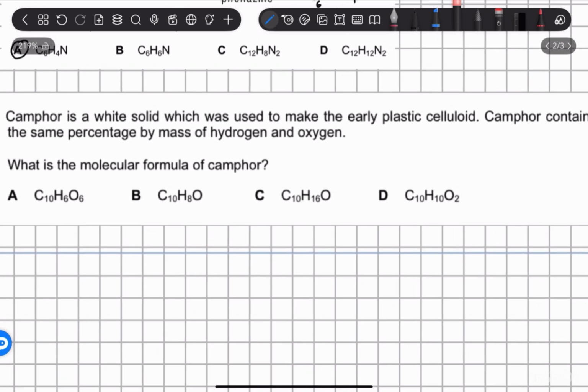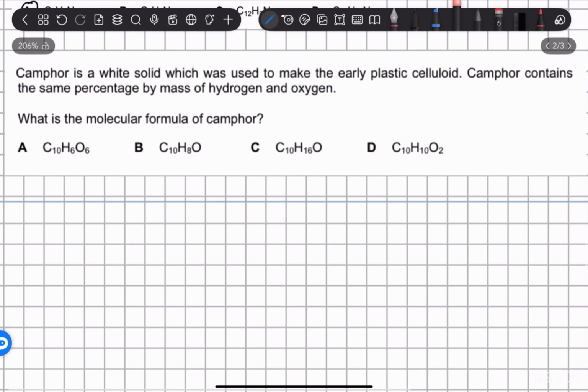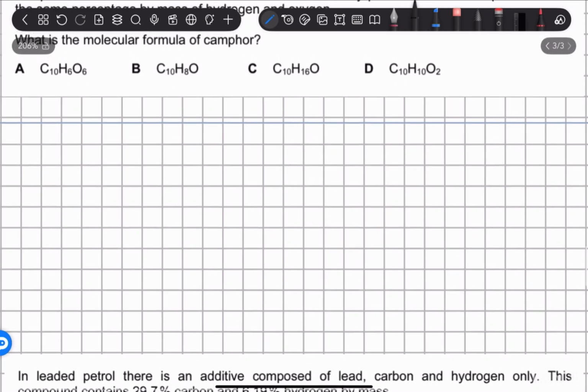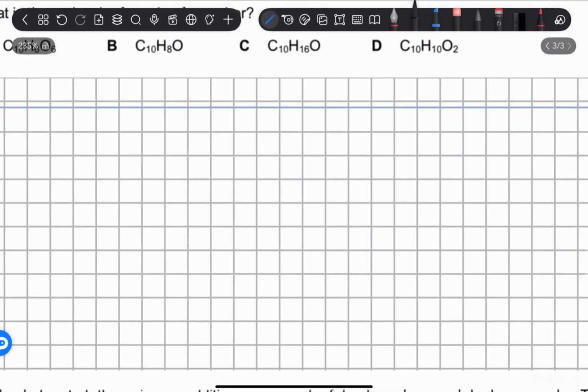Okay, so let's start with this first question. Camphor is a white solid which was used to make the early plastic celluloid. Camphor contains the same percentage by mass of hydrogen and oxygen. What we're going to do is, first of all, show you how to actually calculate an empirical formula.